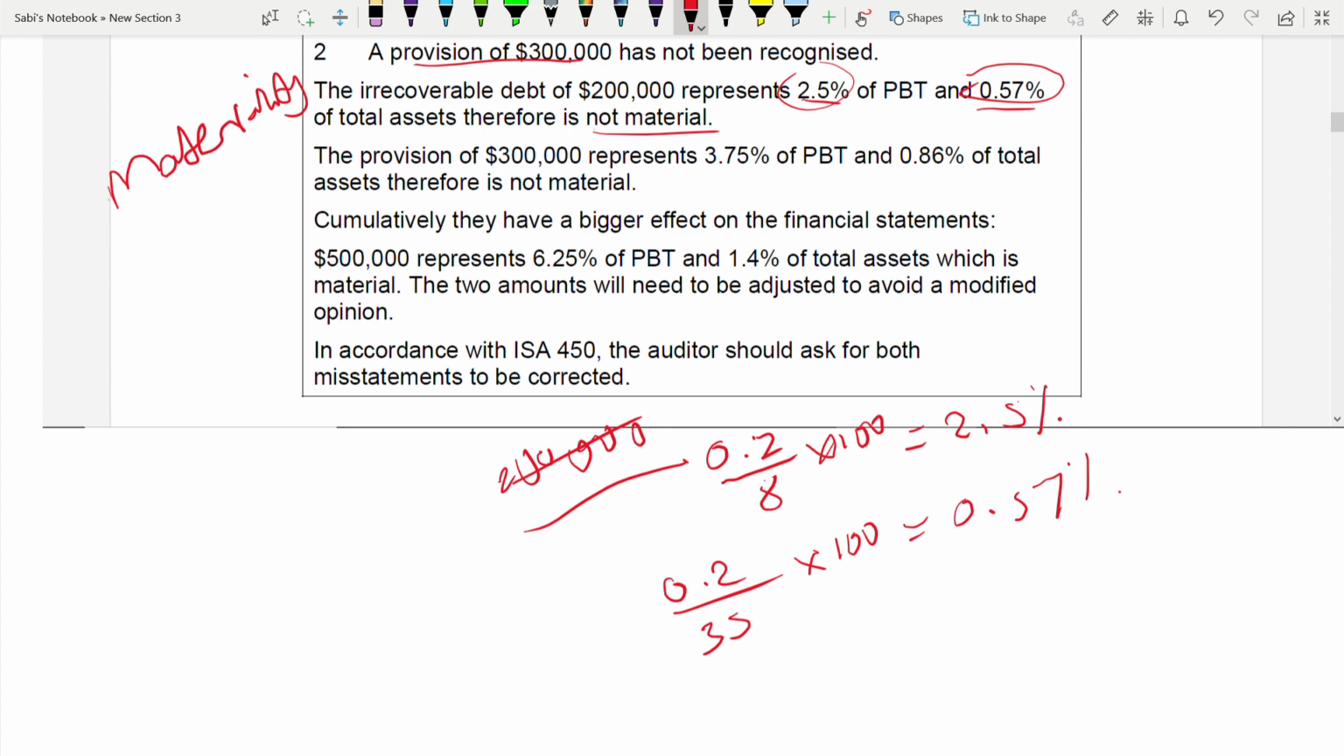I've covered this in my materiality lecture. I think it was way before. I don't remember the lecture number, but please go to my previous lecture and check the lecture where I've discussed materiality. There I've discussed the quantitative threshold for profit before tax, then revenue and total assets. They're not material. So irrecoverable debt, if you take it in terms of profit before tax and total asset, not material. Same thing we are going to do for provision.